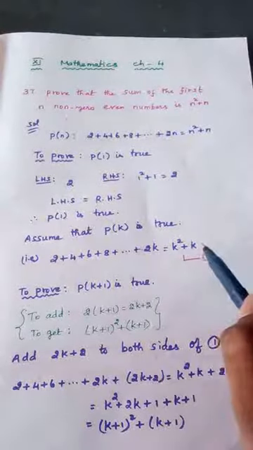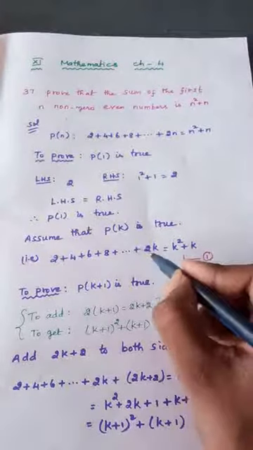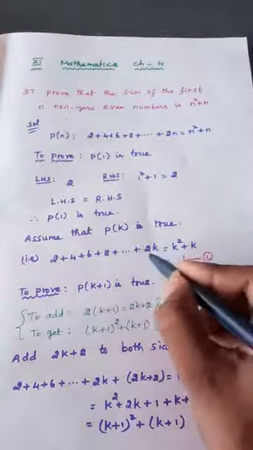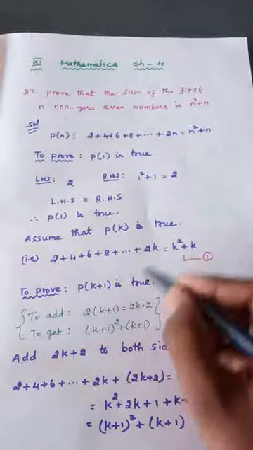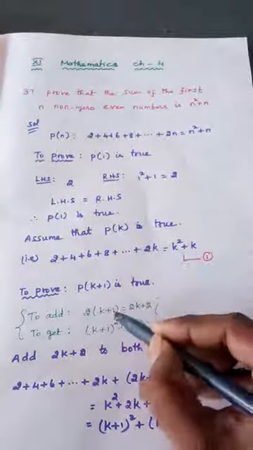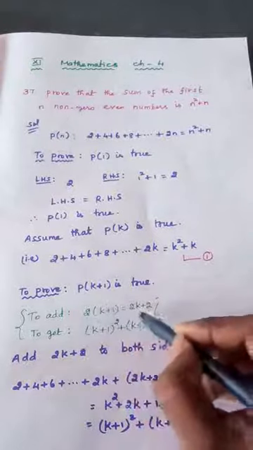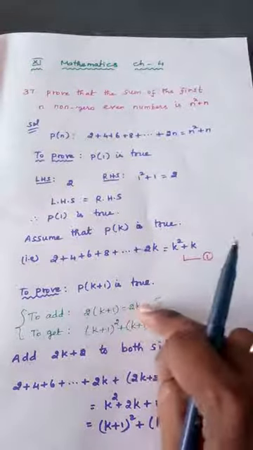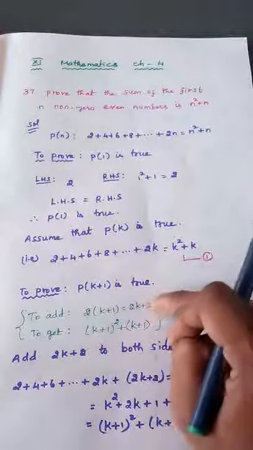How to identify what term should be added? For that, we should see this last term. In this last term, instead of k, you put k plus 1. So 2 into k plus 1. Bringing 2 inside, it becomes 2k plus 2. So this is the term that you should add to both the sides. That is the first one.